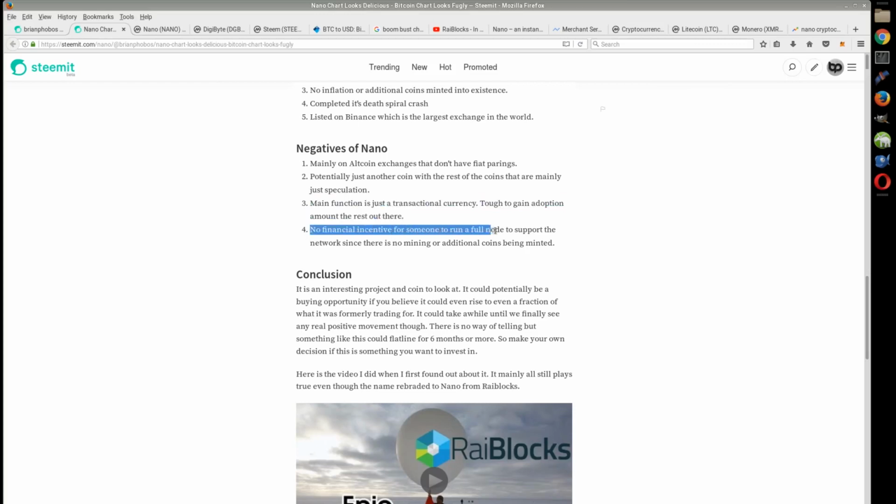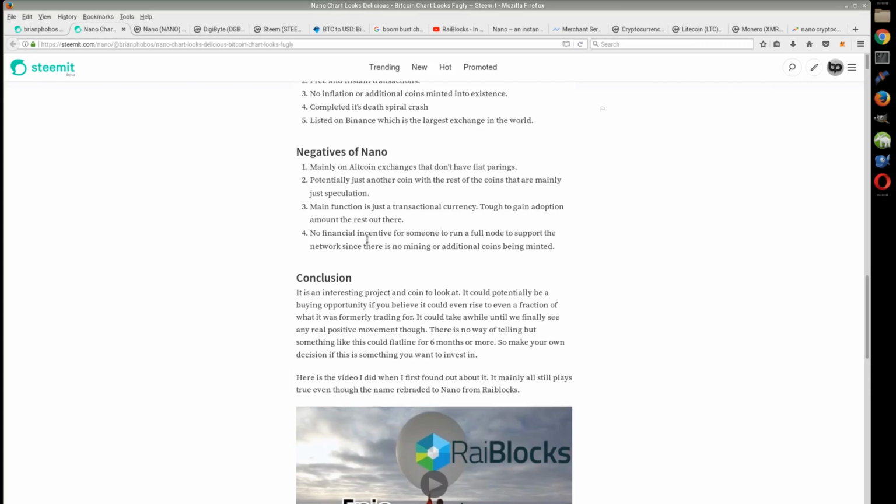No financial incentive for someone to run a full node to support the network since there's no mining or additional coins being minted. You have to understand that one of the things that secures networks like Bitcoin, Litecoin, Monero are miners getting rewards from the inflationary model. They're getting rewarded new coins in return for processing transactions. With Nano, you don't have that. So everybody running a full node is doing it almost out of the kindness of their heart and to support the network. That could ultimately end up being an attack vector. It's yet to be seen. It seems like it hasn't been too much of an issue, but we will see in the future.